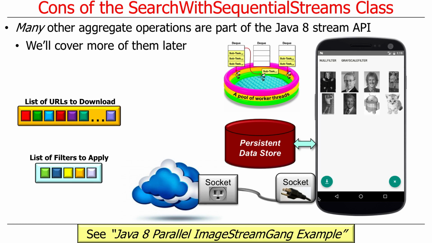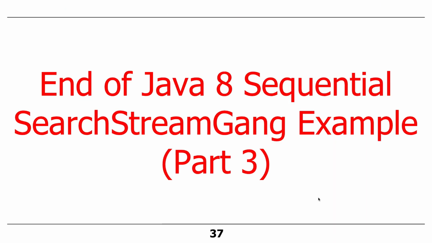We'll show more of these operations later when we talk about another example. There's a thing we'll talk about later called the parallel image stream gang example, and we'll look at a lot of other cool stuff in that space. So you'll get more exposure. The point is you get more exposure as we go along. Okay, so that is the end of the sequential search stream example, part 3.